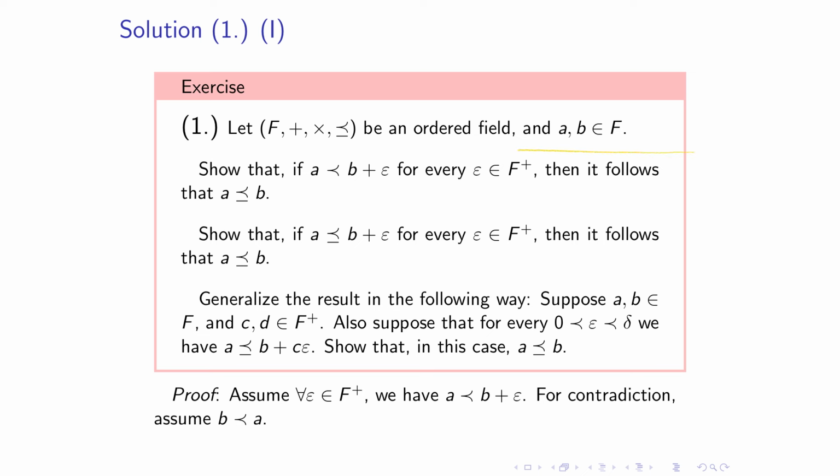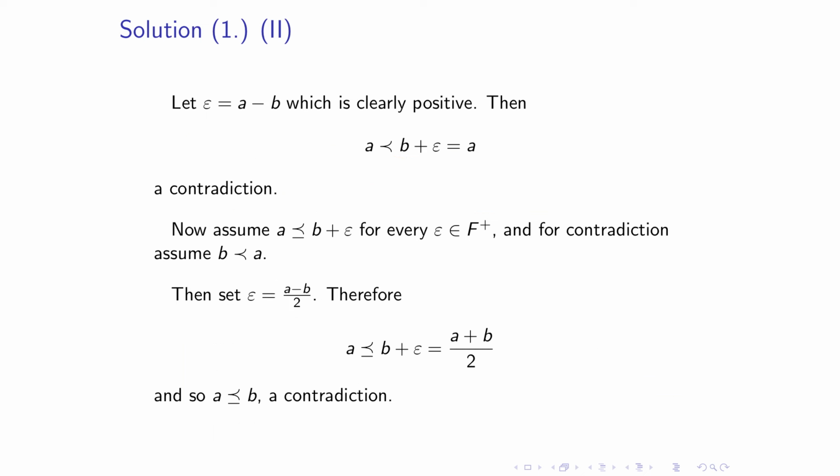Okay, for this first problem, we will assume that for every choice of a positive epsilon, the inequality A precedes B plus epsilon holds. And we are now going to try to show that A precedes B. Well, how are we going to do it? If we have no other thoughts about how to approach this, then maybe we'll just assume B precedes A for contradiction. Now, from here, where do we go?